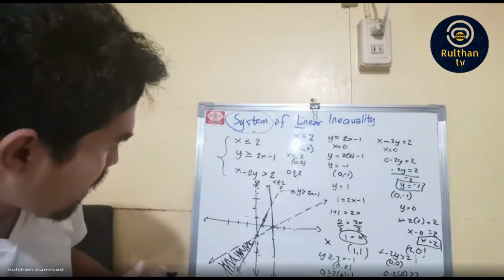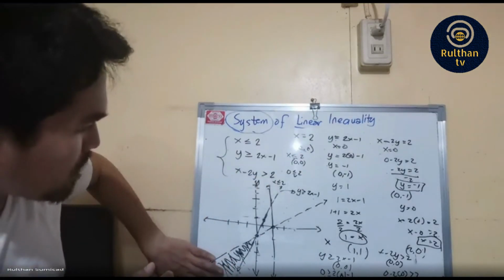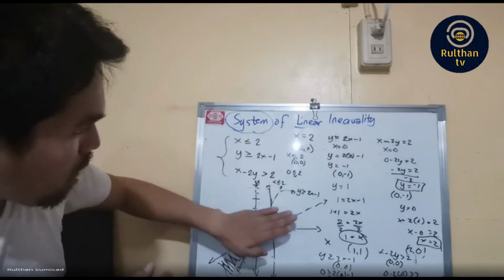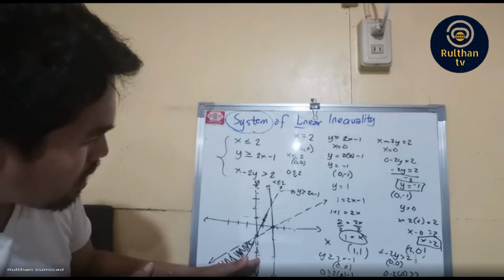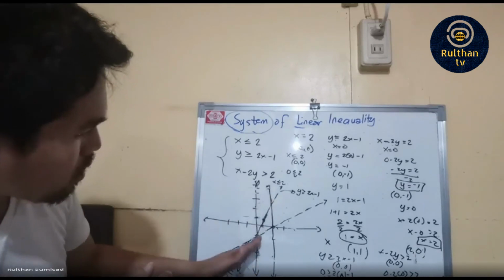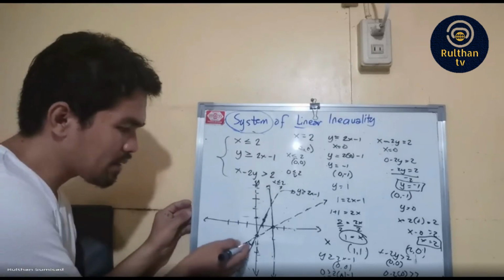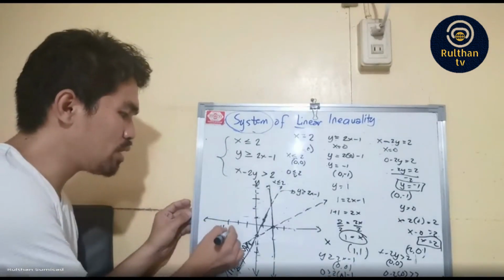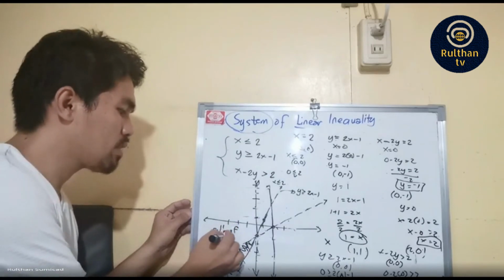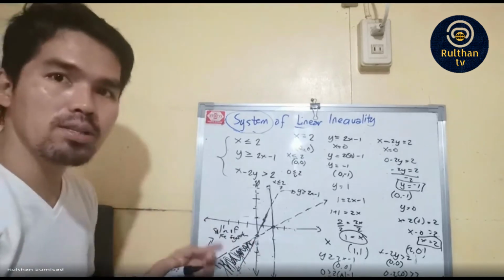Let's see. Okay, this one goes here. Of course, this part of the solution is to be shaded. While this one goes down here, so this is part. While this one goes this direction, so this is shaded. Okay, this is our solution set. Here, this is the solution of the system. Okay, we've got the solution of the system.